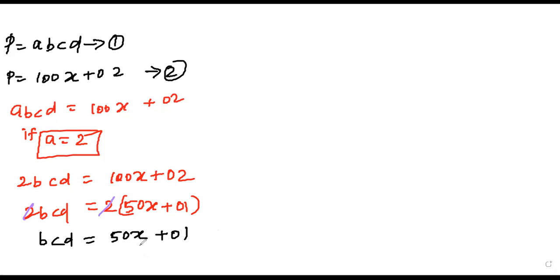So try substituting some different positive integers for x and see what the last 2 digits of BCD are. From this equation, you are going to find the last 2 digits of BCD, which is 50x plus 01.